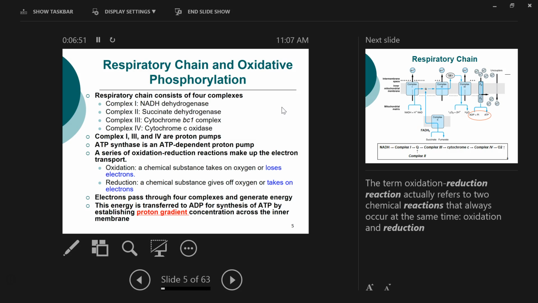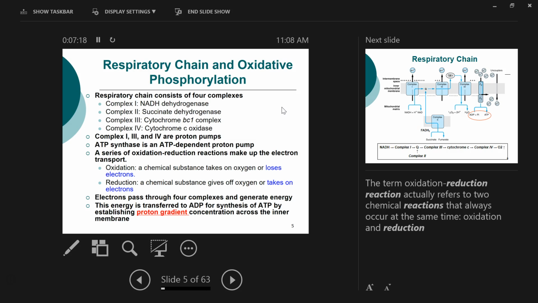And reduction is when a chemical substance gives up oxygen or takes on electrons. Here, specifically, we are again talking about the substance that takes on the electron. This kind of reaction is called reduction.